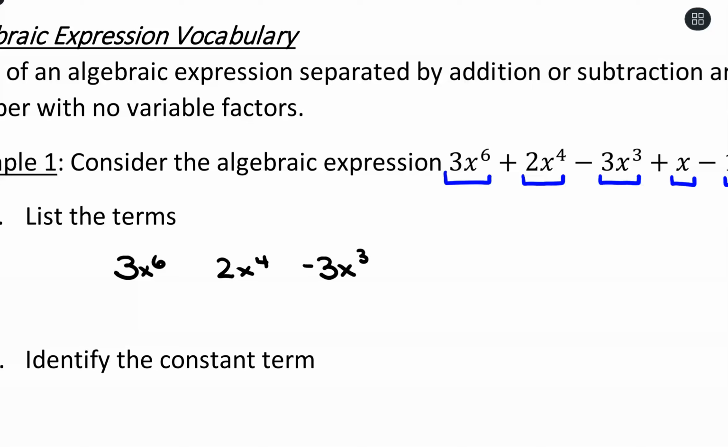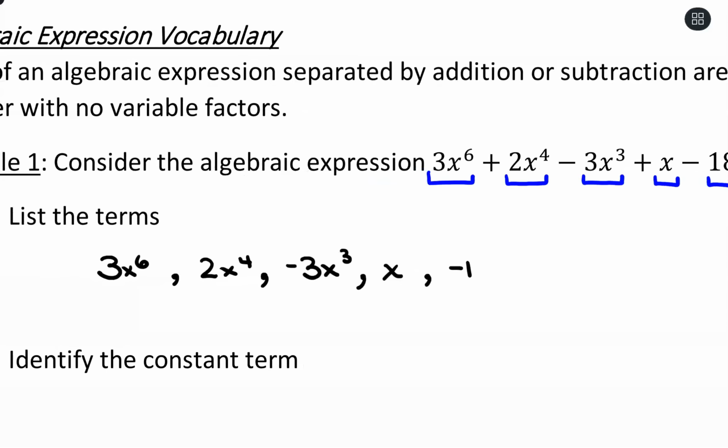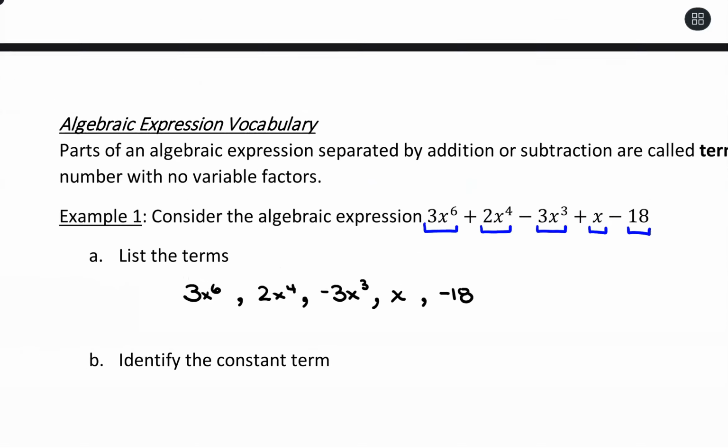negative 3x cubed. So notice that when it's addition or just a positive number out front, it stays positive, but when it's subtraction, we actually want a negative coming through, which again, we haven't quite got to negative numbers. We'll talk about it a lot more with integers, but I just want to put it in there so that we get some context for when we get to integers. So with subtraction, that negative's attached there. We have a positive x and then a negative 18. So there's our list of terms.